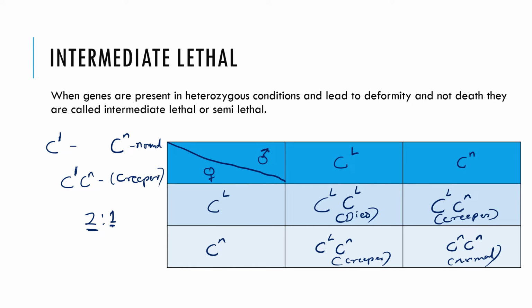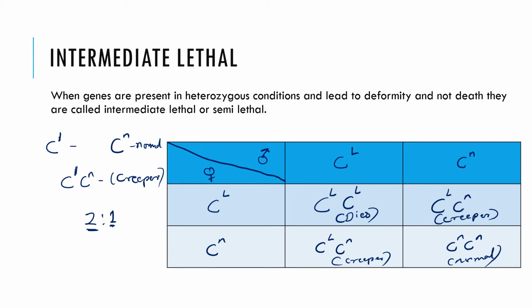The major difference between intermediate lethal and dominant lethal is that dominant lethal was expressing itself only over here. It was not expressing in the heterozygous condition. But intermediate lethals express themselves in the heterozygous condition also. It may not lead to death of the individual, but they cause deformity. That is the reason they are called intermediate lethal. Whereas dominant lethal does not cause any kind of deformity. They express themselves only in the homozygous dominant state.